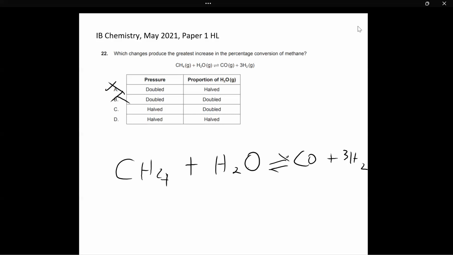I can eliminate these. These are not right because they say that the pressure should be doubled, but that is wrong. How does pressure work in an equilibrium? Let me explain that to you.